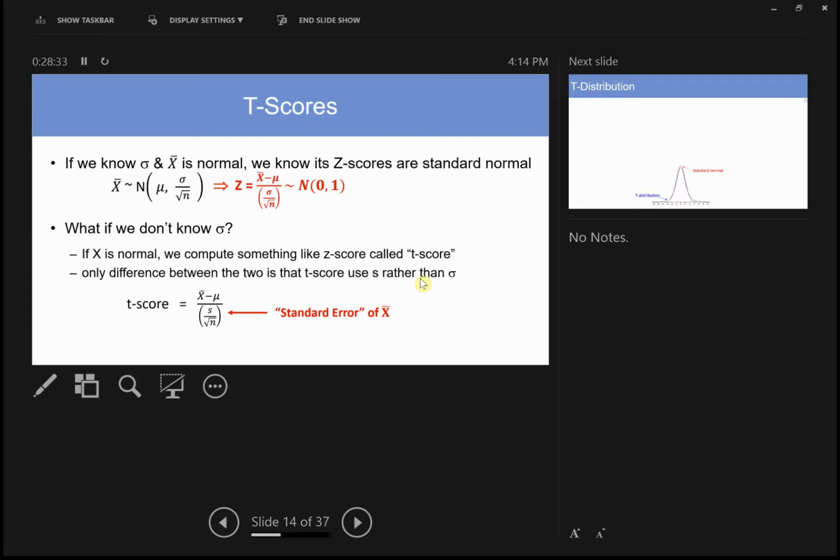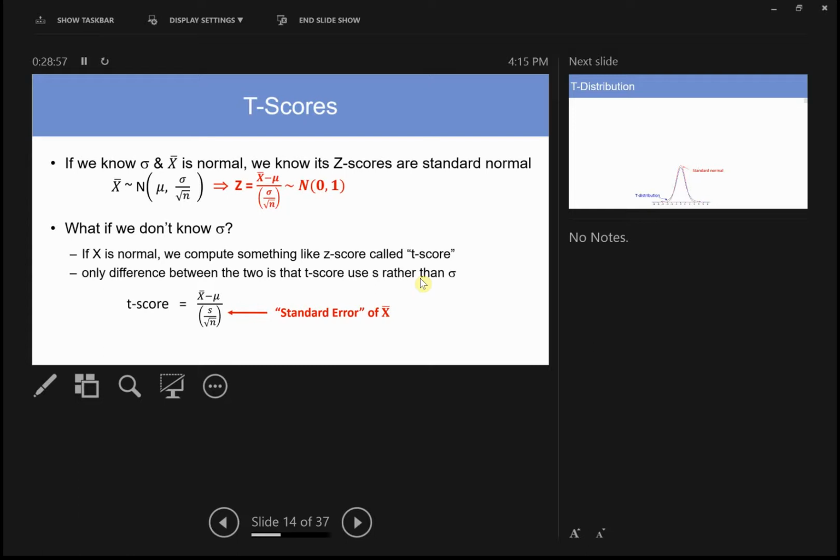The book sometimes calls sigma divided by the square root of n standard error. That's not really correct. This is a standard error. It's the estimated standard deviation of x bar. What exactly is this? That's the sample standard deviation, right? So just like you have a sample mean that estimates the population mean, s estimates sigma, right?